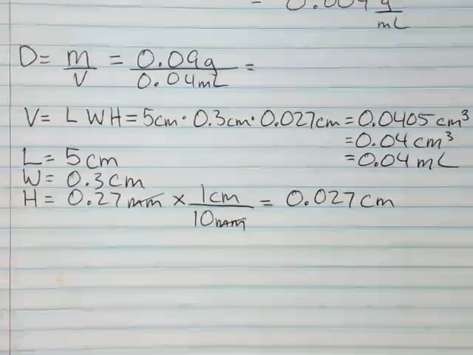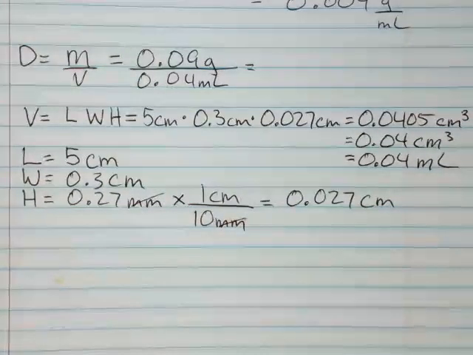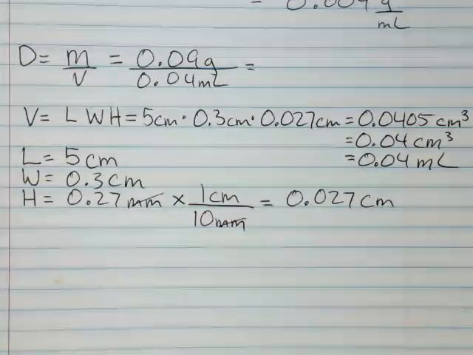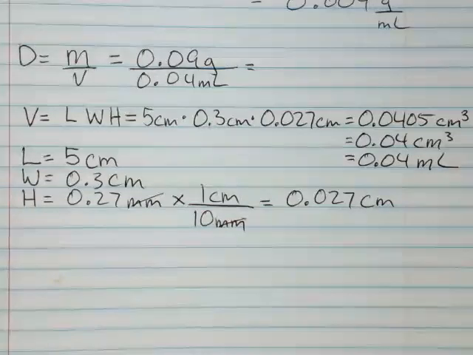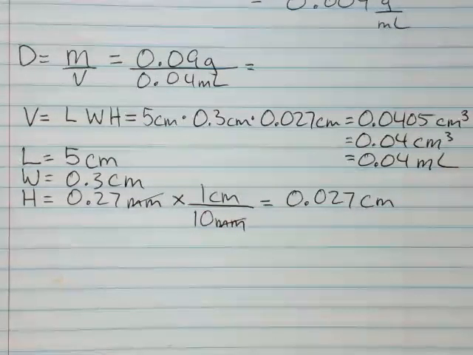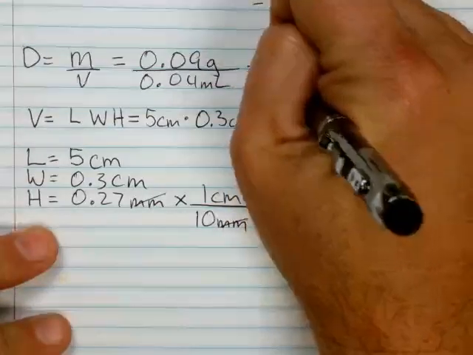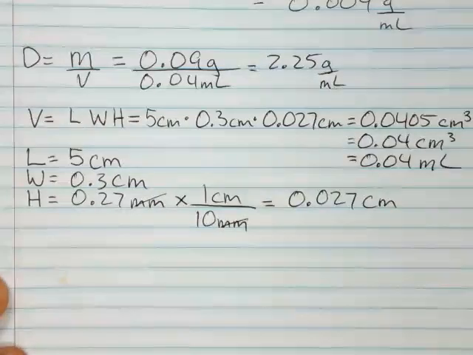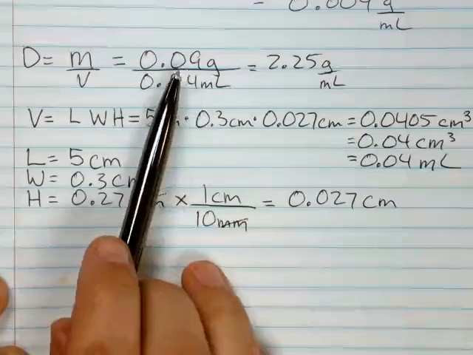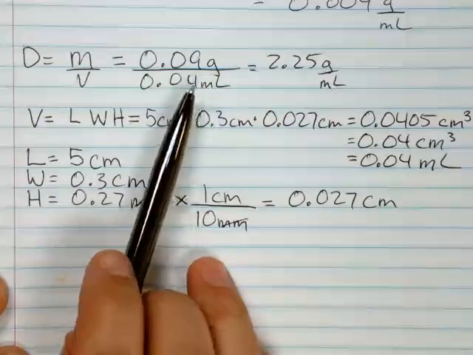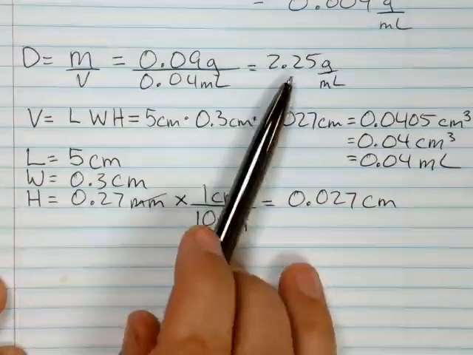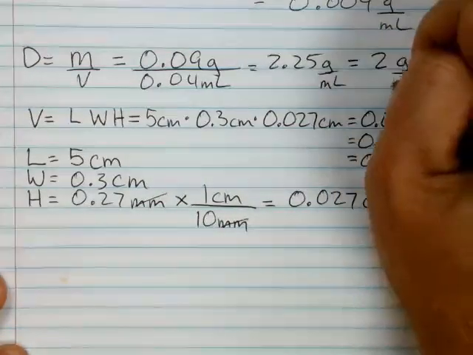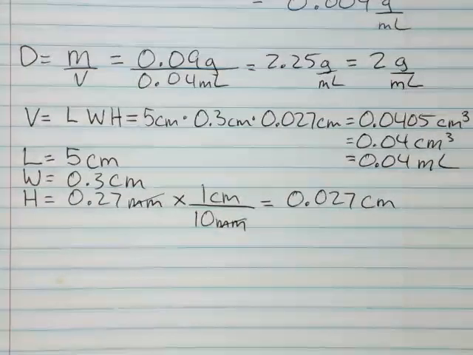And now we just need to calculate 0.09 divided by 0.04. What do you end up with? 2.25 grams per milliliter. But if you look at your sig figs here, you've got 1 sig fig, 1 sig fig. So we need to round this so that you end up with one significant figure. So it will end up 2 grams per milliliter.